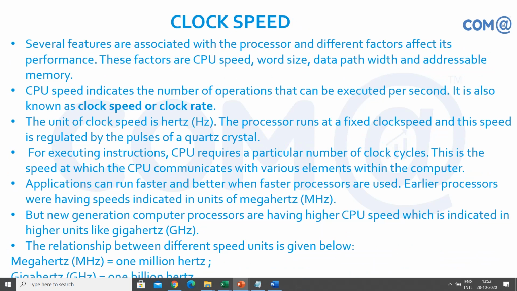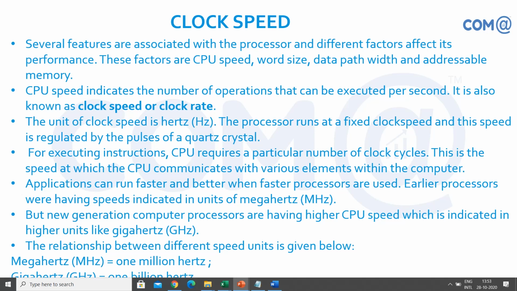Clock speed. So what is clock speed? Several features are associated with the processor and different factors affect its performance. If you take a processor, there are different parameters: frequencies, clock speed, and various other parameters. The way of communicating with the peripheral components, how we interact, and how we send and receive the data from the interface devices. There are a lot of parameters available to judge the performance of a processor.